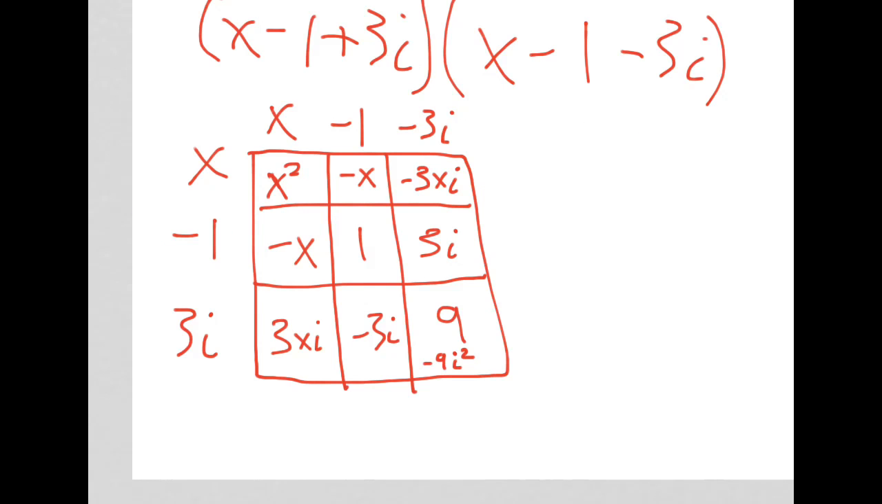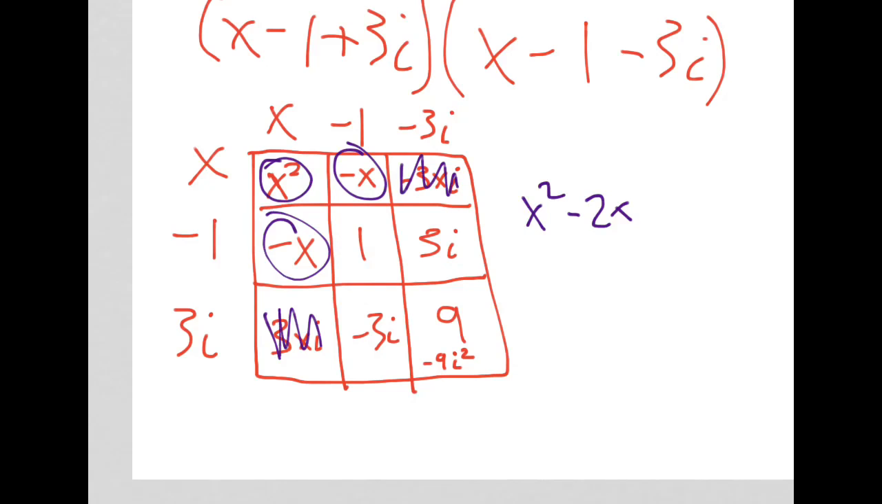So if you multiply all this together, look at what happens. You have an x squared, you have 1 minus x and another minus x to give us minus 2x. We have a negative 3xi, which is going to cancel with a positive 3xi. We have a negative 3i, which is going to cancel with a positive 3i. And then look at our last term. It really was negative 9i squared, but i squared is the same as negative 1. So negative 9 times negative 1 gives us a positive 9, and we had a positive 1 as well. So we get x squared minus 2x plus 10.